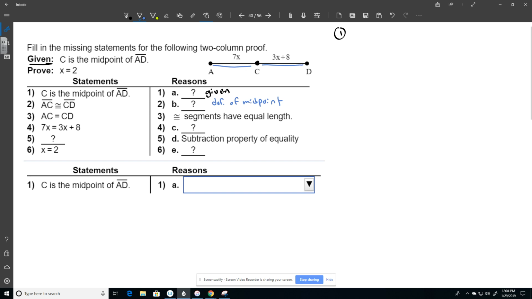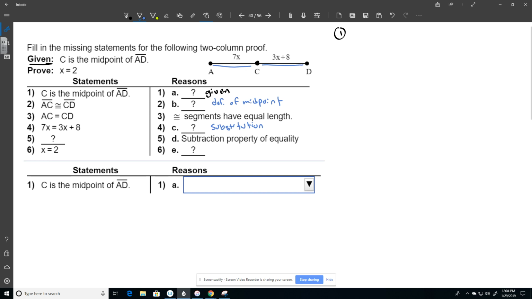Step 4, we go from AC equals CD to 7x equals 3x plus 8. So what they did there is they took these segments and they substituted the values in. So that uses substitution. That should be an easy one because they went from letters to numbers. So you should know that they must have substituted something in. Step 5 wants us to use the subtraction property.